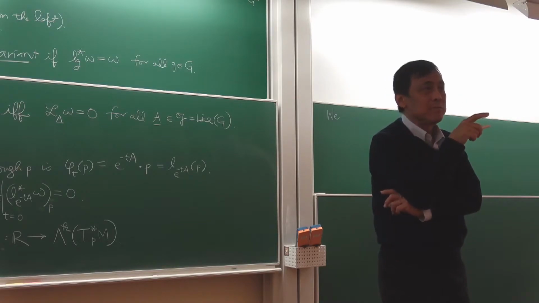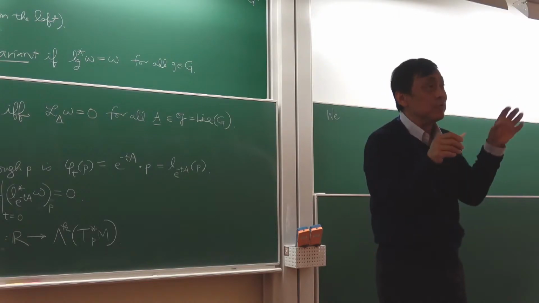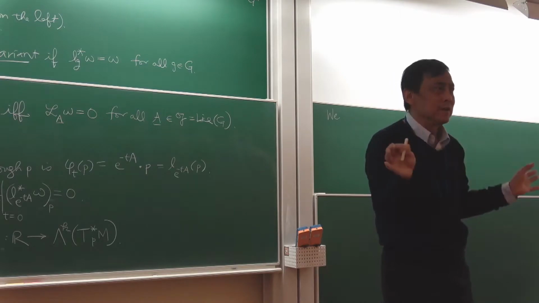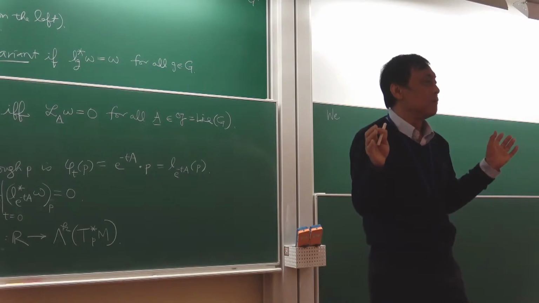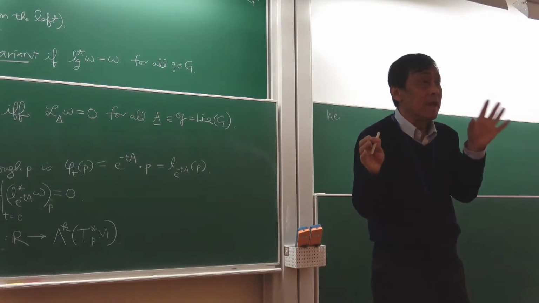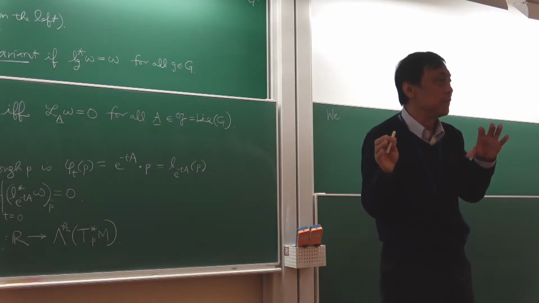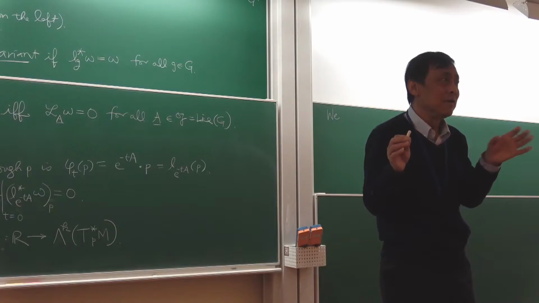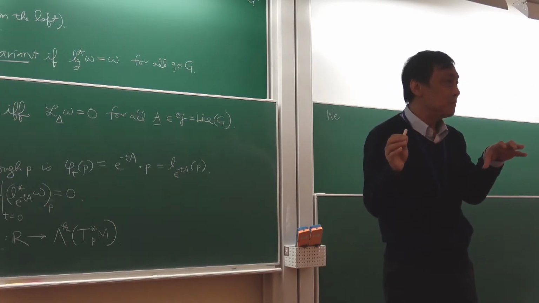The exponential map is always surjective in a neighborhood of the identity. It may not be surjective globally. The exponential map is a diffeomorphism in the neighborhood of the identity. Why is that? Why is the exponential map a diffeomorphism?